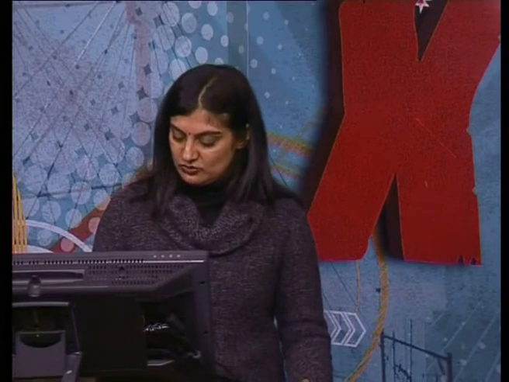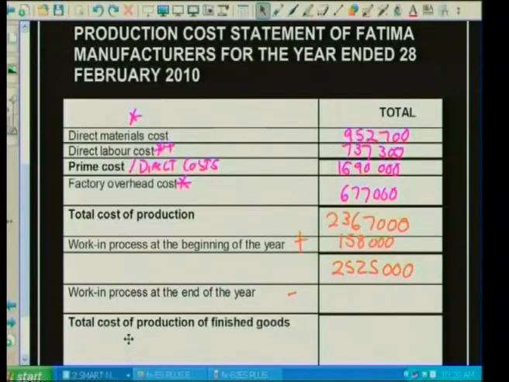So let's now go to our answer sheet, and let's just try and work this out. So we've got work in progress at the end of the year, which is not given to us. I'm going to call this X. It's unknown, which means my total cost of production of finished goods, I also can't calculate this. So I've got two X's. Whenever you've got two unknowns, guys, remember, you need to try and calculate one of the unknowns. So if I can calculate my total cost of production of finished goods, I can then easily calculate my work in progress at the end of the year.